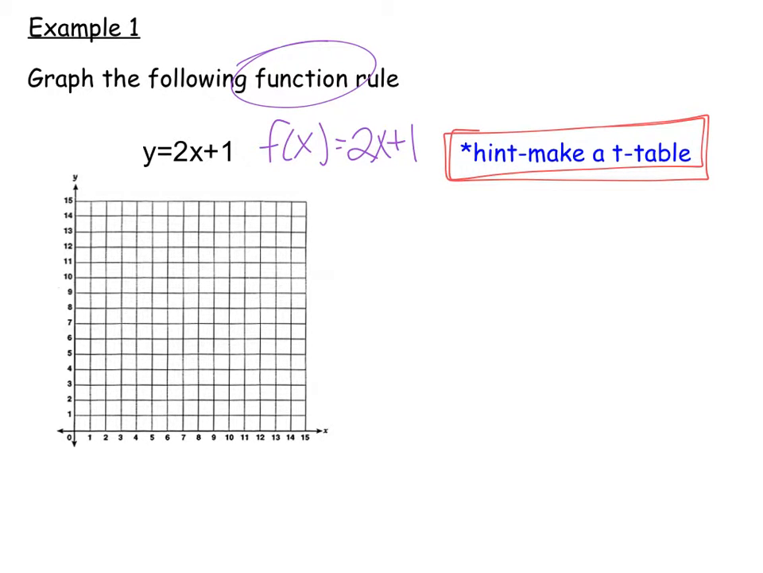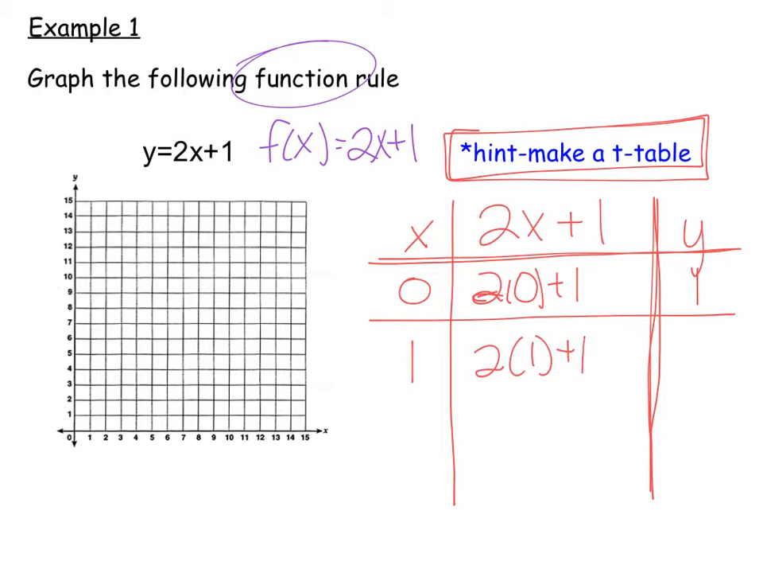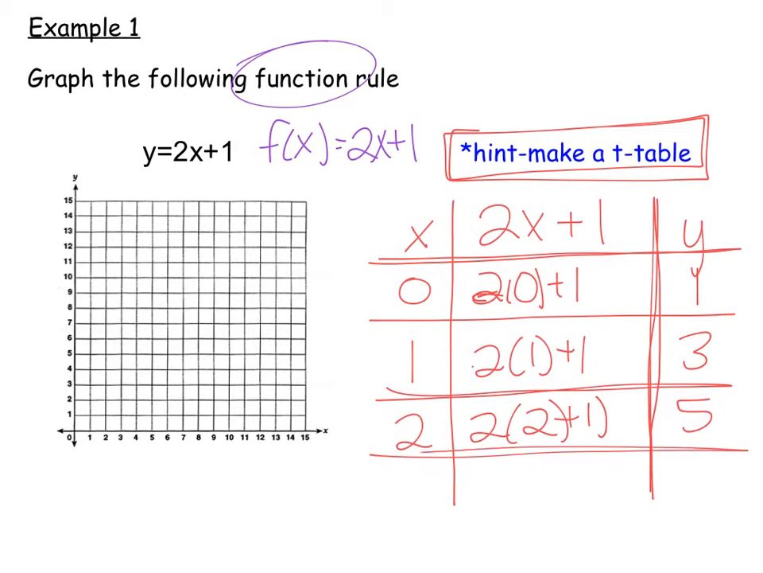And actually, when we do this, the best way to make the table is to have your x, a workspace, and a y. And in the workspace, you could put 2x plus 1 because that's what we're plugging x into. And so, because we're only doing the positives on this graph, I'm going to start with 0. 2 times 0 plus 1, we have 0 plus 1 gives us 1. 1. 2 times 1 plus 1, 2 plus 1 is 3. 2. 2 times 2 plus 1, 4 plus 1 is 5. 3. 2 times 3 is 6. Plus 1, we get 7.